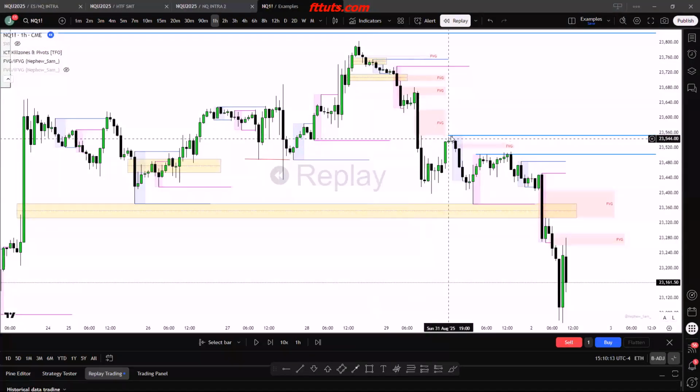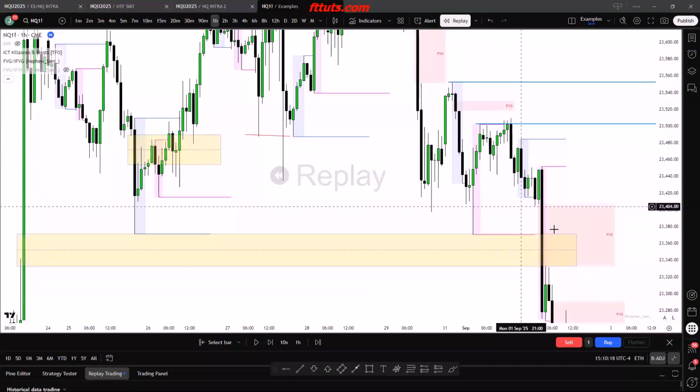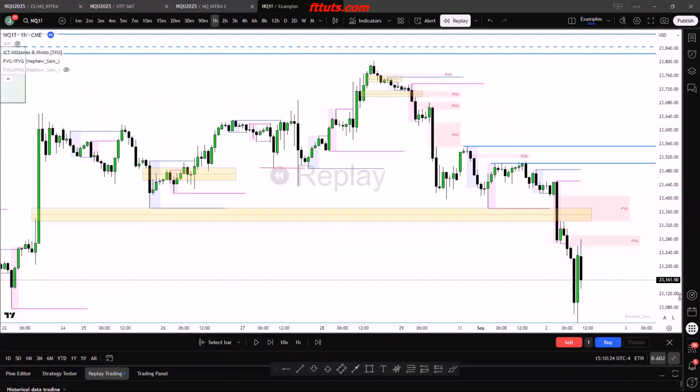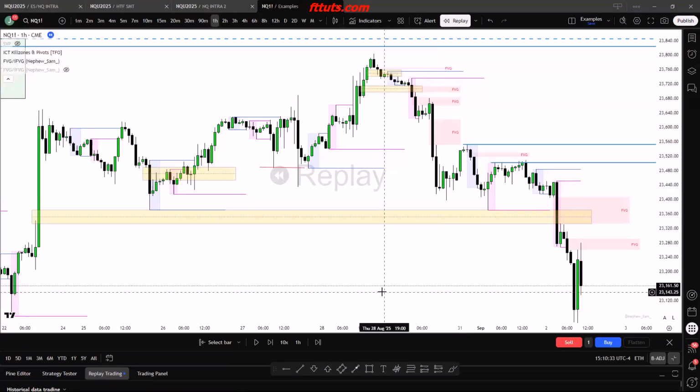Before we went down here and manipulated. Before we went down here, we took out London highs. We manipulated. Before this candle, we took out these previous highs. And these are hourly candles. So these are a lot of data here. That's why when you look at the hourly, things just make so much more sense. You can see manipulation better.